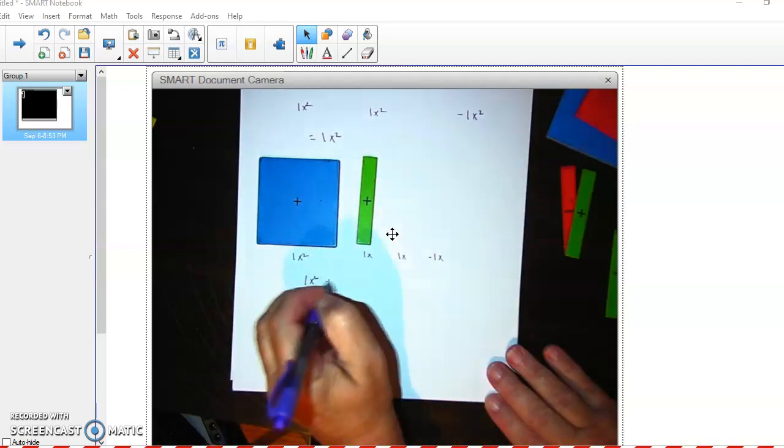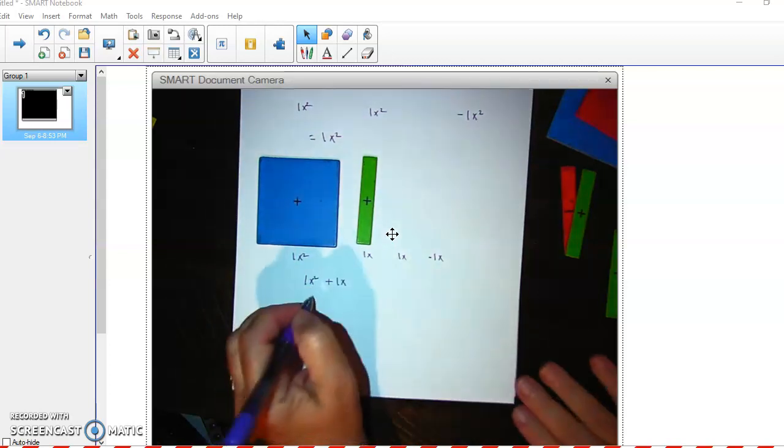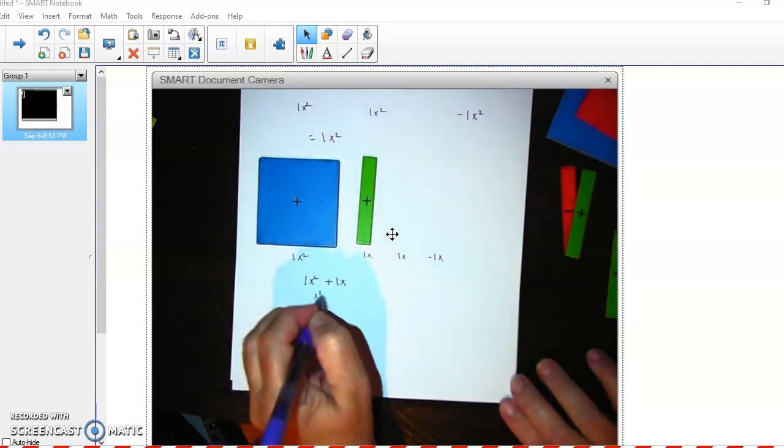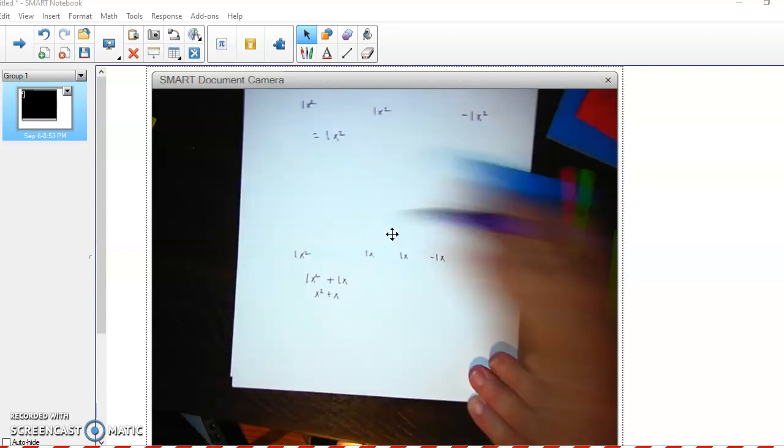And there's my answer. Remember, I can just write this because the coefficient's 1. I can write it like this. It's the same thing. This is not incorrect. This is just completely simplified. Okay, do another one.